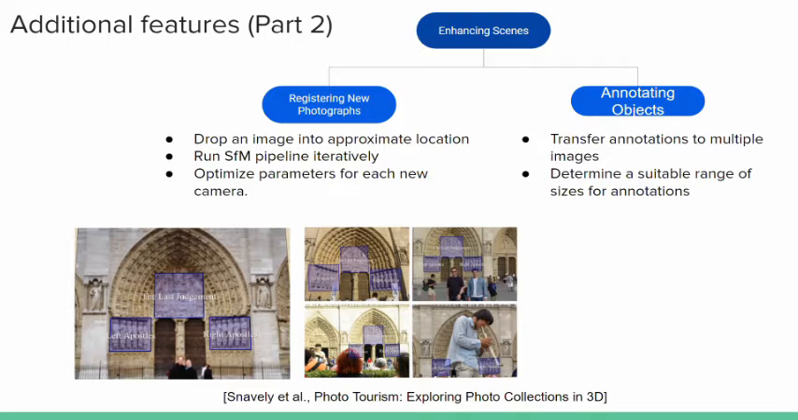So the next thing is annotating objects. So now we have to use CV based techniques to annotate different images across the database. Also, we like to determine what is the reasonable object size to call it an annotation. For example, if a statue spans the entire image, it is not an annotation but an image in itself. So these are the few additional features that come to mind. The key in the first additional feature is that the user has to know an approximate location.